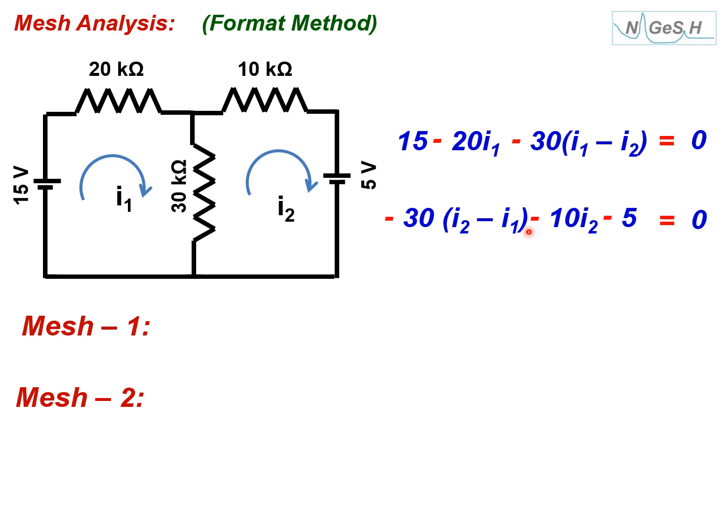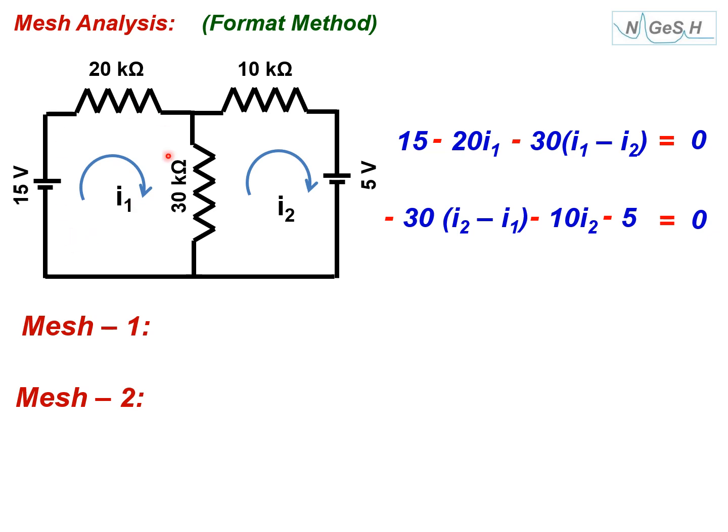Now we are learning a format method that is actually to simplify our life, but essentially the physics is here itself. The format method rearranges these terms such that all I1s come in one row. What it says is that for mesh 1, the current I1 is positive. So all the voltage drops due to current I1 are considered positive. And if there are any voltage drops due to any other currents, they are considered negative. You can actually blindly write once you understand this.